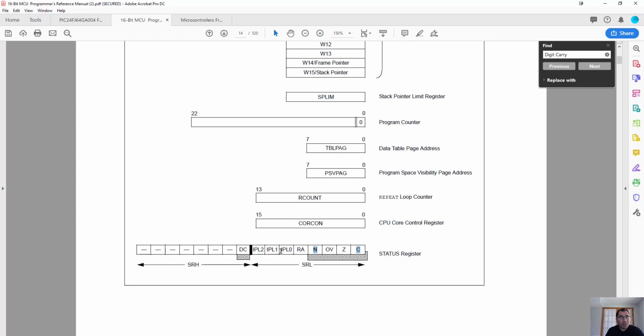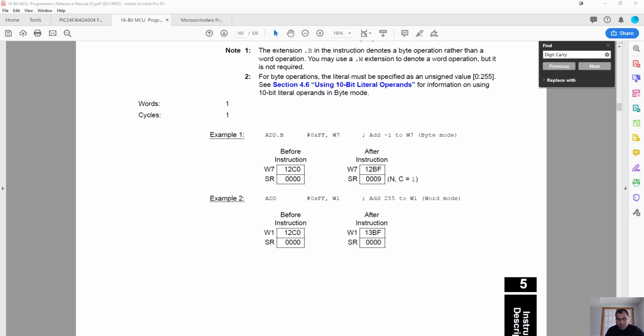And then these are about interrupts and stuff, so we don't really care what's going on here. And maybe we can talk about DC later. It's digit carry or decimal carry. It's a kind of carry, but it's a little bit different from the regular carry, so we can talk about that later. Now let's try to understand why we have 0009 here.